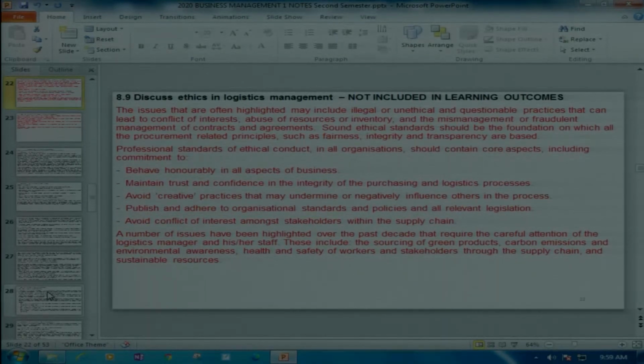A number of issues have been highlighted over the past decade that require careful attention of the logistics manager and his or her staff. These include the sourcing of green products, carbon emissions and environmental awareness, health and safety of workers and stakeholders through the supply chain, and sustainable resources.